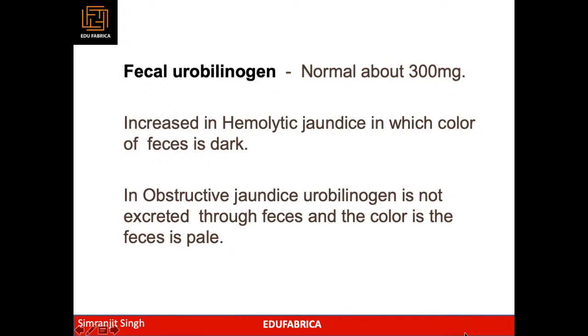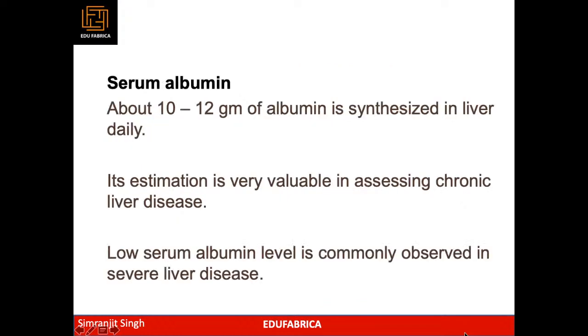Then there is fecal urobilinogen, whose amount is around 300 milligram. If it is increased, as in hemolytic jaundice, the feces become very dark in color. In obstructive jaundice, urobilinogen is not excreted through the feces and the feces are pale in color. Then there is serum albumin. About 10 to 12 grams of albumin is synthesized in the liver daily, so its estimation is very valuable in assessing chronic liver diseases.